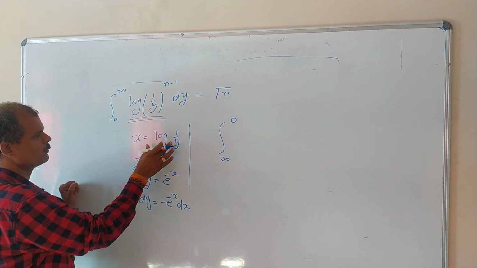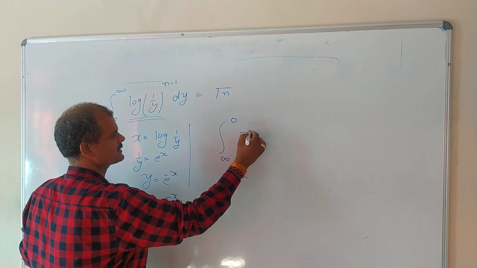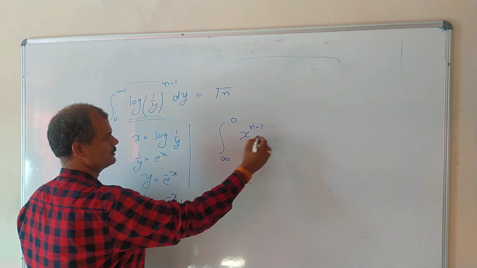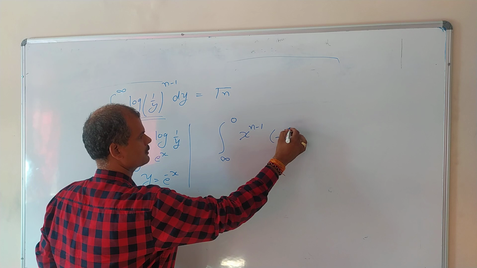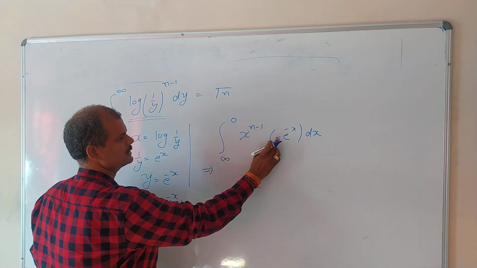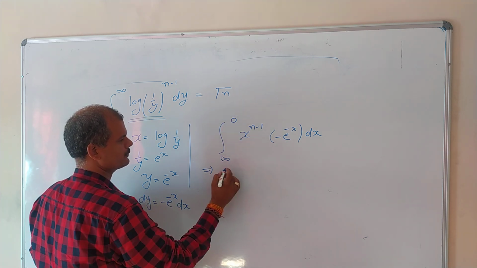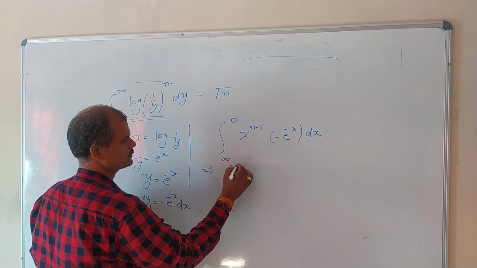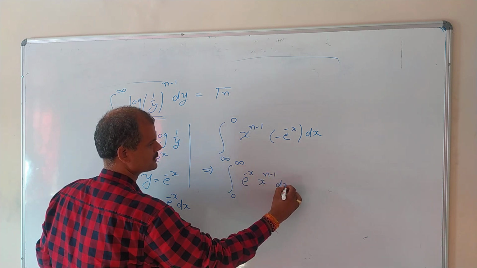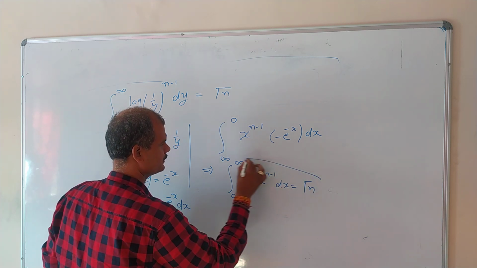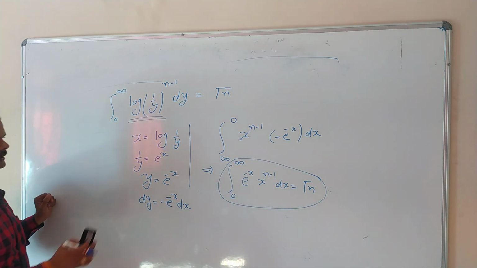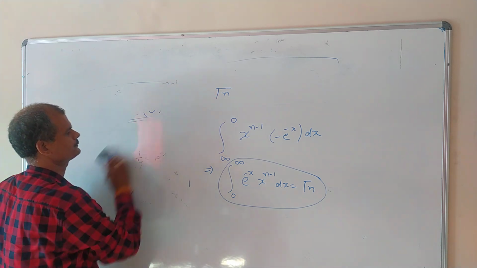Okay, and log 1 by y means x, so we get x power n minus 1. Fine. And dy equal to minus e power minus x dx. So this sign will change the limits of integration. So we get integral 0 to infinity e power minus x, x power n minus 1 dx equal to gamma n. Fine. Okay. So this was one problem. Fine. Let us take the other problem.